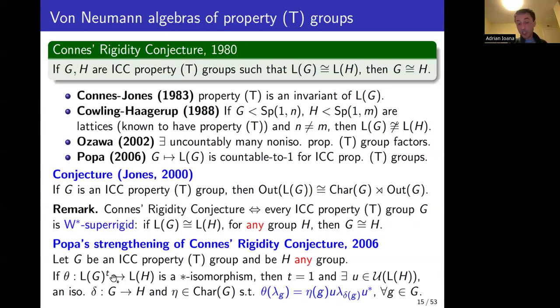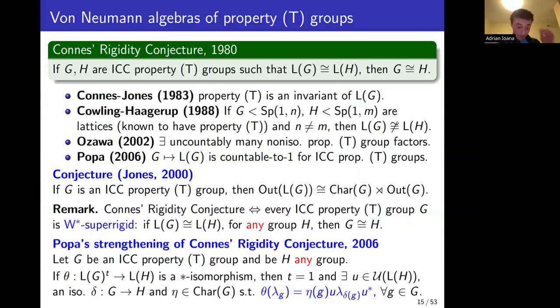an amplification of L(G) and L(H). Then automatically t must be equal to 1, and there must be a unitary. So up to unitary conjugacy, theta takes lambda of g to a scalar eta(g), which is just a complex number of modulus 1, times lambda of delta(g), where delta is an isomorphism between the groups G and H.